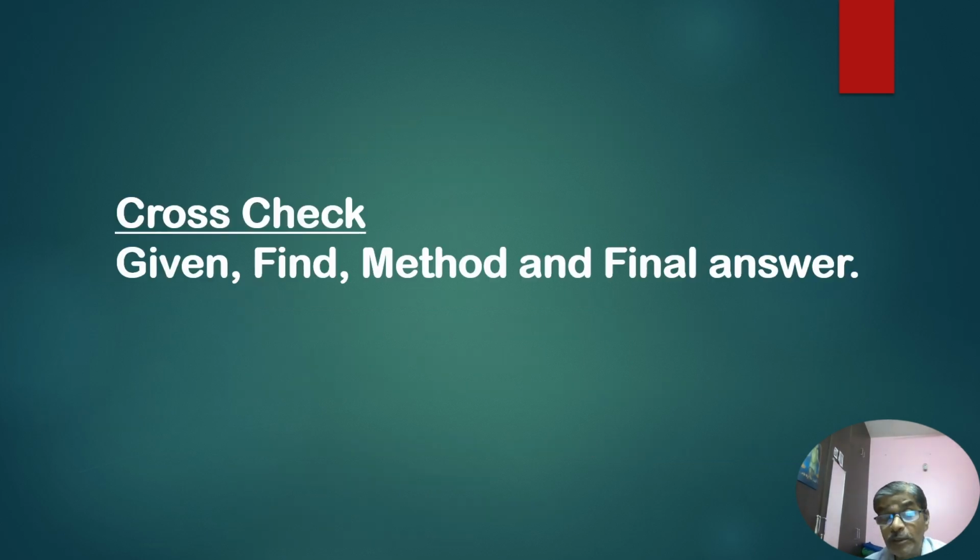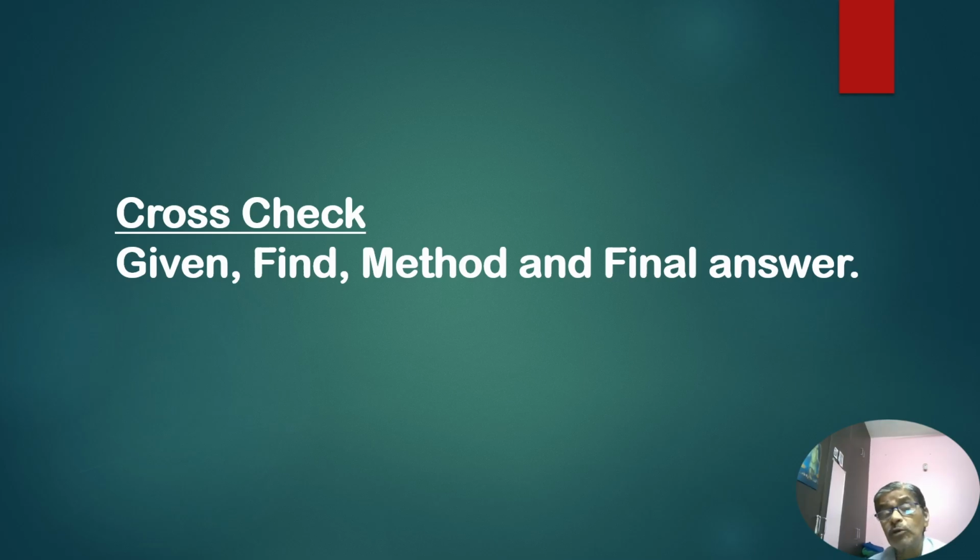Now that you have understood three parts of GMFC method: first, whatever was given in the problem, you have listed out. Then what is to be found out, you understood. And the method that has to be adapted in finding out LCM, HCF, and the verification part, you also found out. So now the last part of this GMFC method is to cross check.